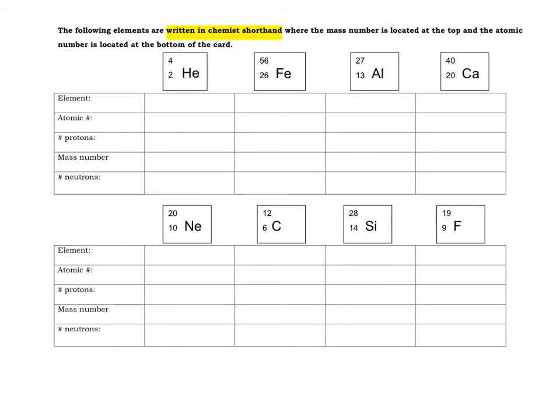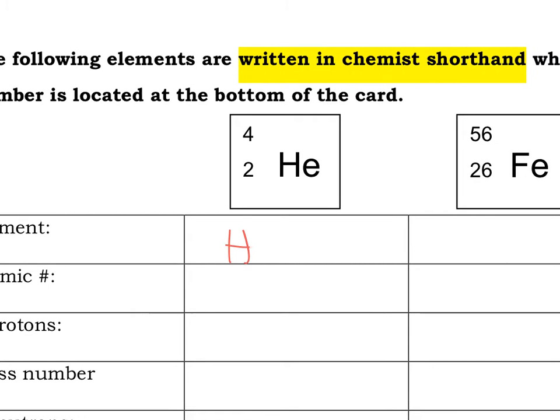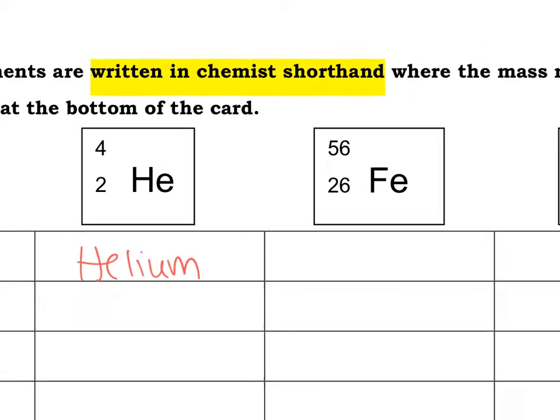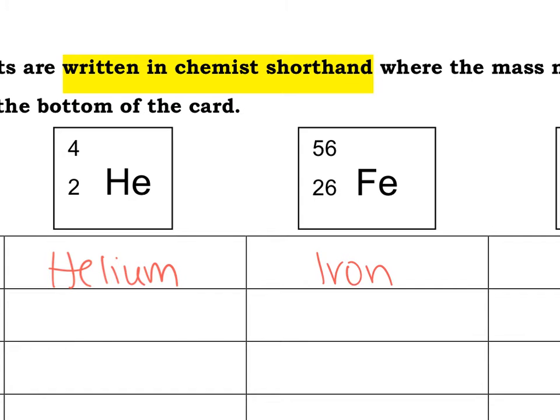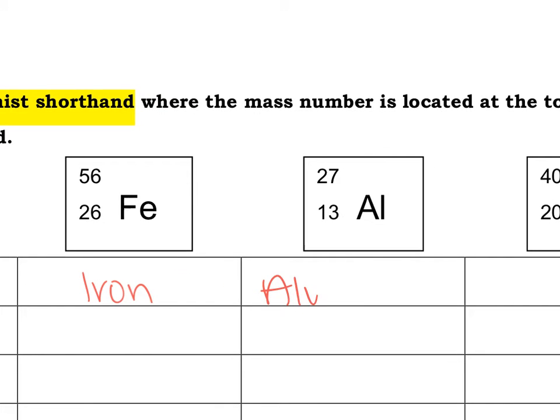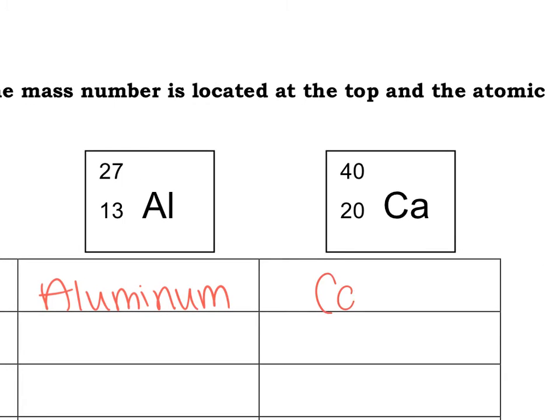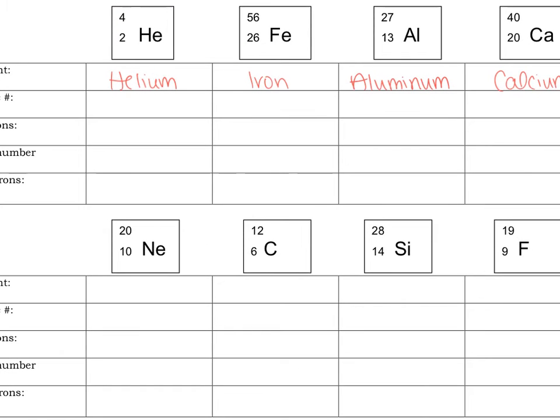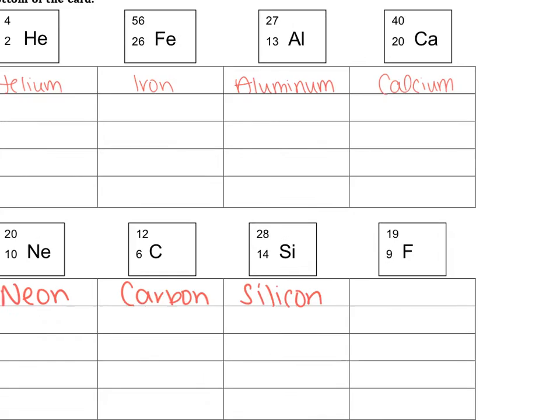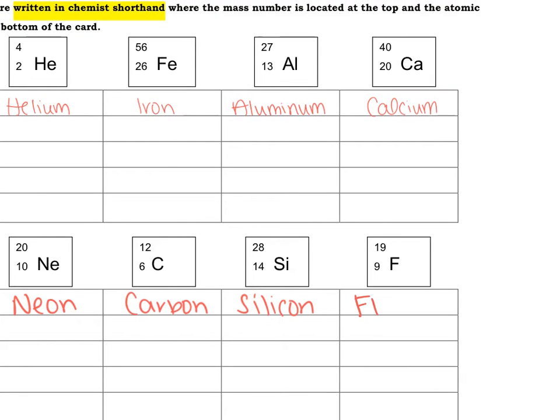When we go to the back, if you take a look, we have some of our different elements, and hopefully some of these elements you're starting to learn. We have helium, Fe is iron, Al is aluminum, Ca is calcium. At the bottom we have neon, carbon, silicon, and fluorine, not fluoride.